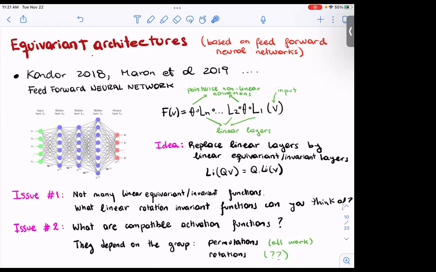And so the idea that Kondor and Maron had was to take these linear layers and replace them by linear layers that are also equivariant. So basically that satisfy this group constraint: if I apply a group action to the input, then the action is applied to the output as well. The issue with that is that when you add this constraint to the linear layers, then you lose a lot of functions. Basically this is super restrictive, so you don't have many functions that you can express in these terms.